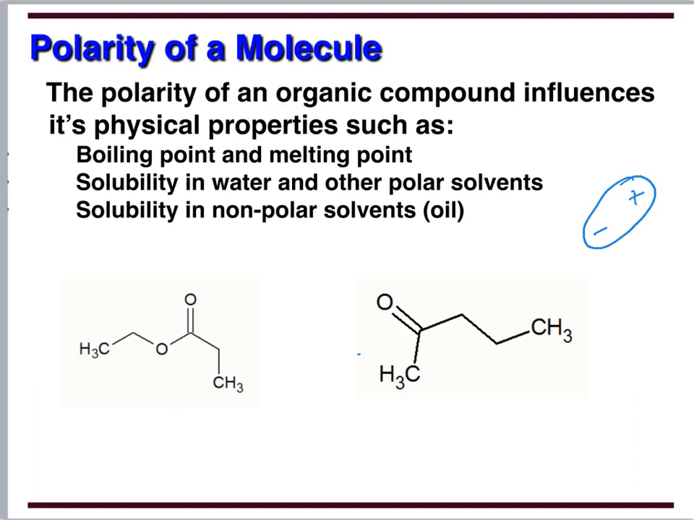Okay, so if we take a look at the two molecules that are sitting here, I know that if I check the periodic table, oxygen is much more electronegative than carbon or hydrogen. So anytime I have an oxygen on a molecule, that's going to make that molecule polar. So when I have a polar molecule, I have to take into account that the boiling point and the melting point are going to be higher.